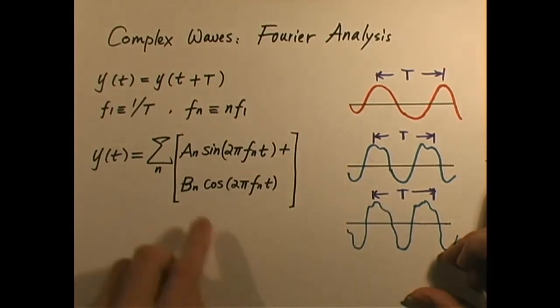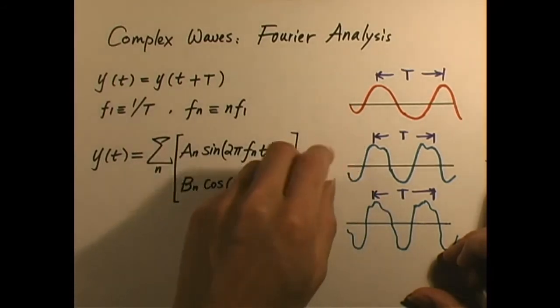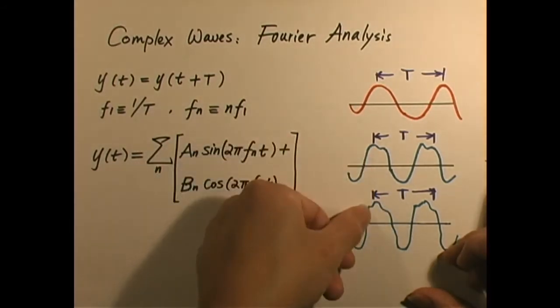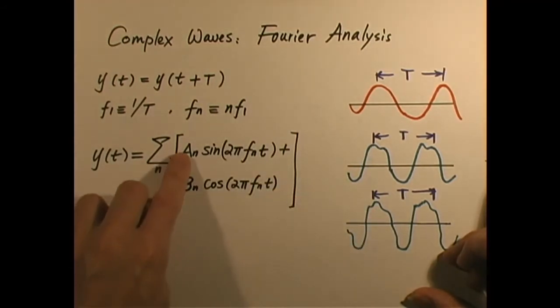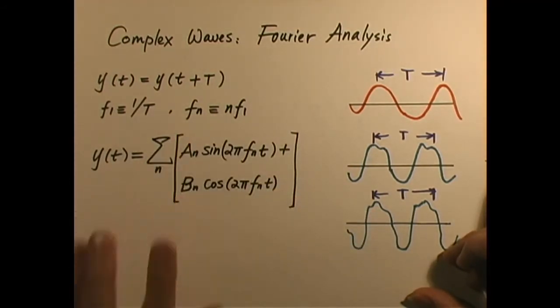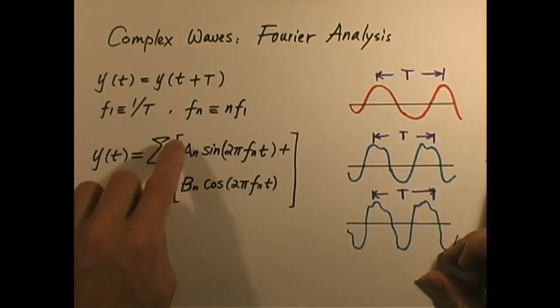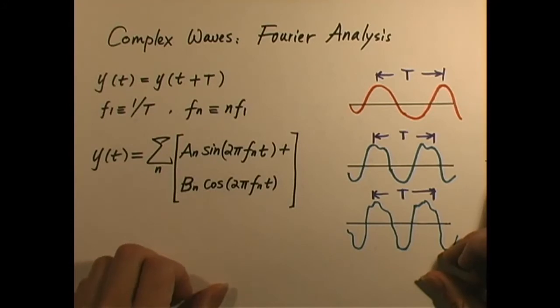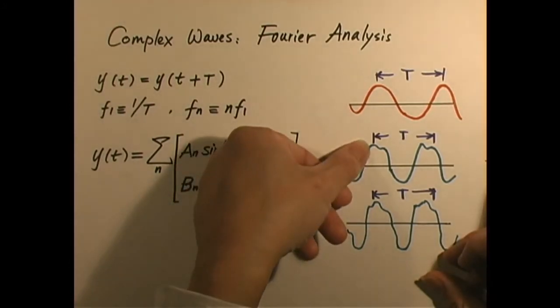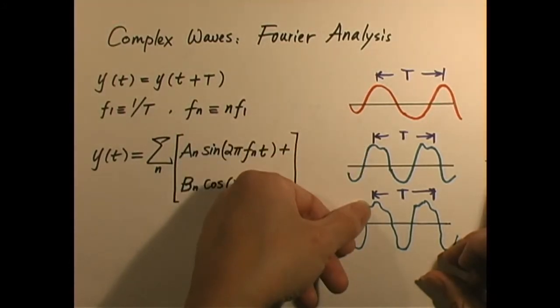But to mimic the difference between this wave and that wave, you have to choose A1, B1, A2, B2 differently for this wave and that wave. As long as you choose A1, B1, A2, B2, and so on correctly, you can produce a wave exactly like this, and produce a wave exactly like that.